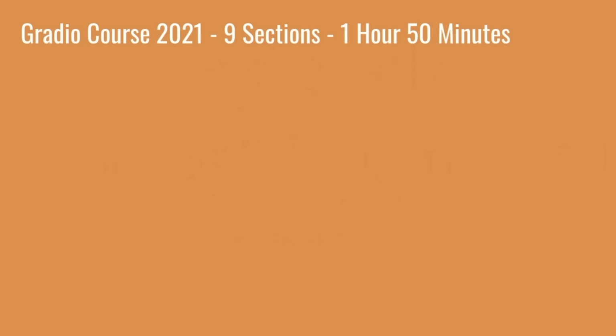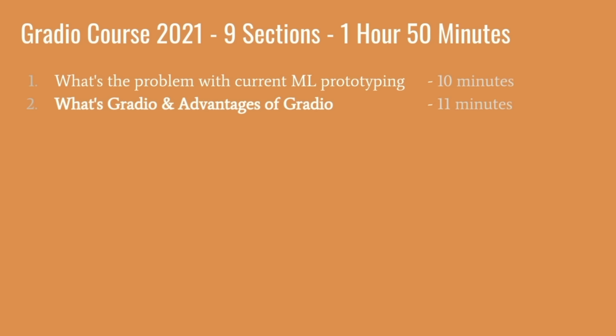This course contains 9 sections and runs about 1 hour 15 minutes. Let's get started understanding what this course contains. The first thing is you will learn what is the current problem that we have in the ML prototyping space. And then you will learn about the advantages of Gradio and what Gradio is.